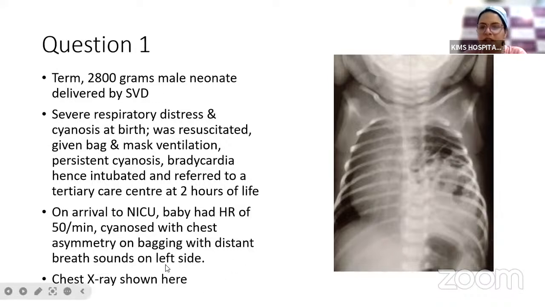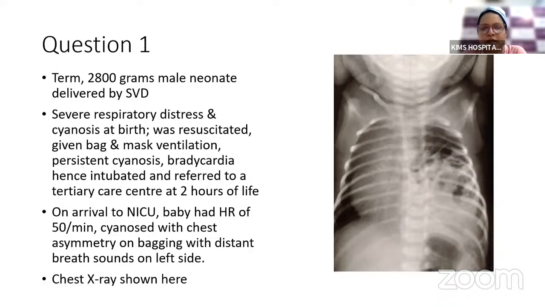So this was the X-ray that was done outside. This was before the baby had the deterioration. As you can appreciate in this X-ray, we can find that there is mediastinal shift towards the right hemithorax. You can see a very small portion of the right lung that can be seen pushed towards the corner, and there is herniation of intestinal loops into the left hemithorax. So this is a case of congenital diaphragmatic hernia.